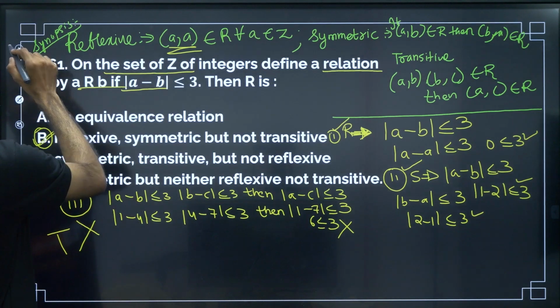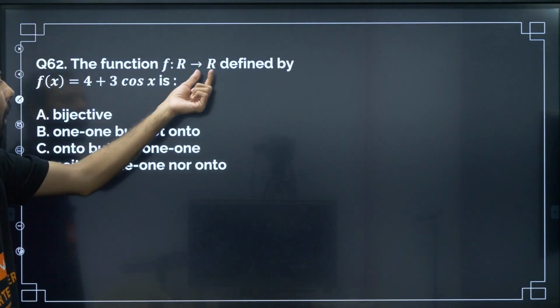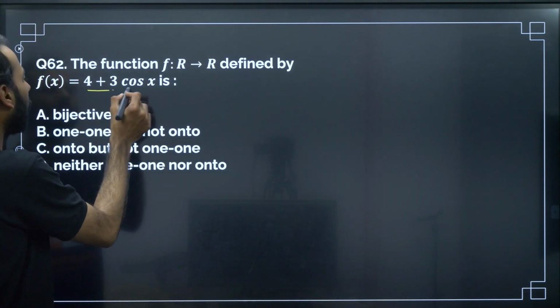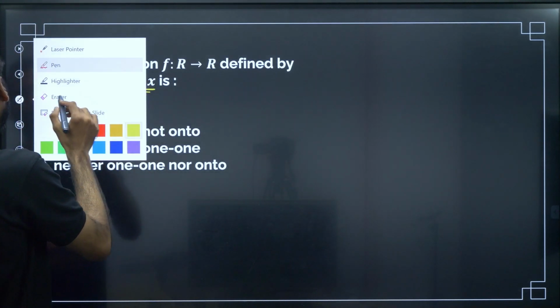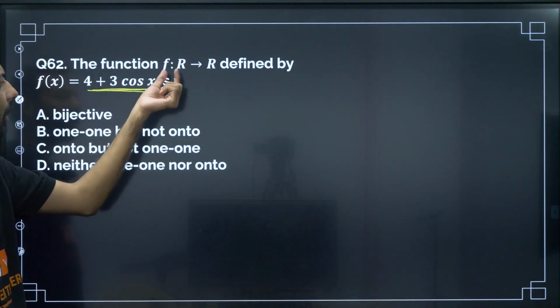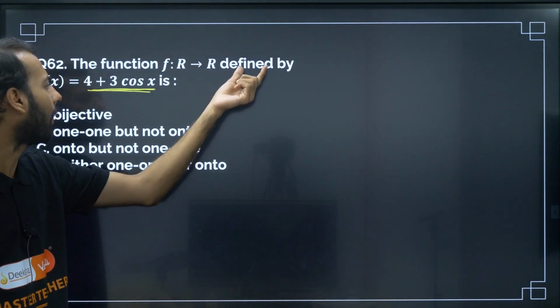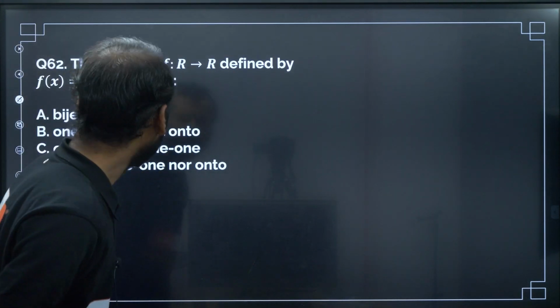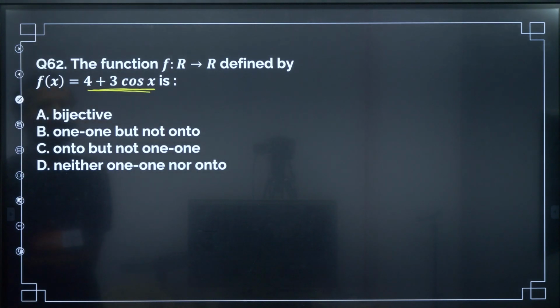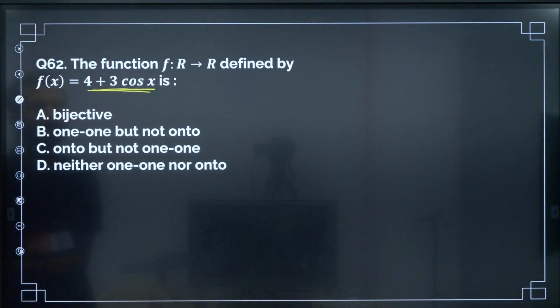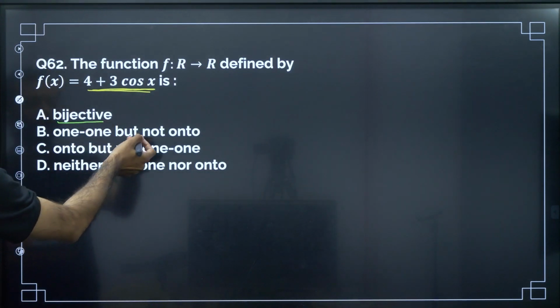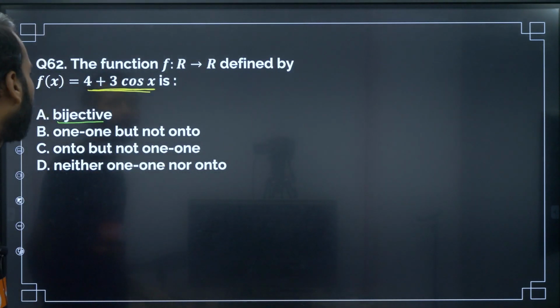Moving on to the next question. The function f from R to R is defined by f of x equals 4 plus 3 cos x. They have given one function, 4 plus 3 cos x. They are asking us to find which type of function it is: bijective, one-one, onto, which type of function it is.